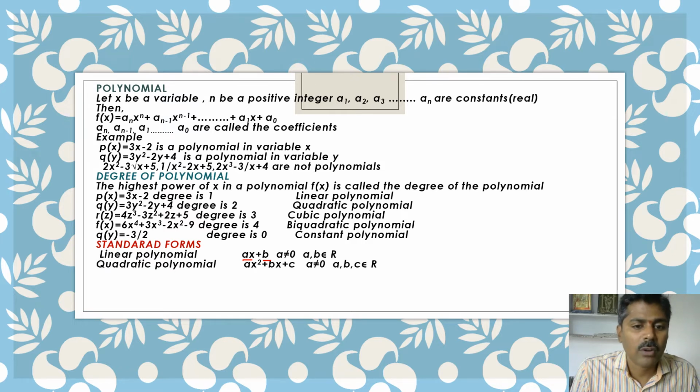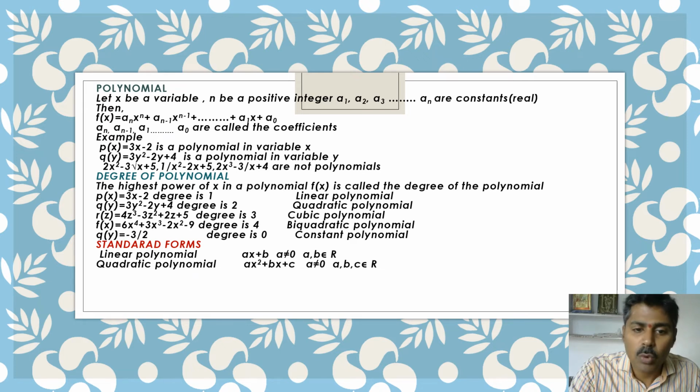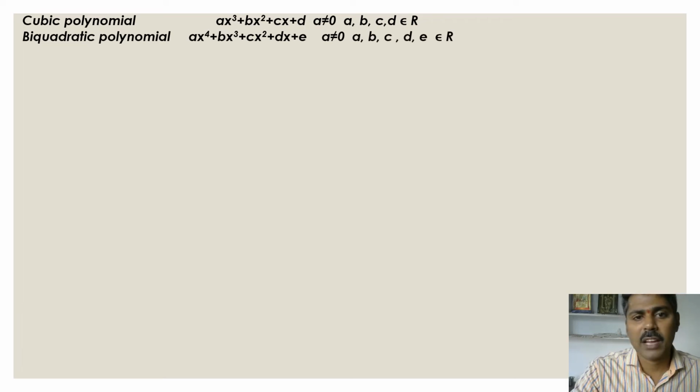Similarly, for a quadratic polynomial the standard form is ax square plus bx plus c. The highest degree term should not be equal to 0, and a, b, c are real numbers. Here the x term can be 0 and the constant can be 0, but this coefficient should not be 0. That's the case. Similarly, for a cubic polynomial you have ax cube plus bx square plus cx plus d, where a, b, c, d are real numbers. For a biquadratic polynomial we have x power 4 down to the constant term, where the highest degree term is not equal to 0.